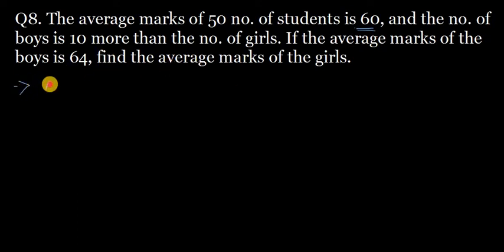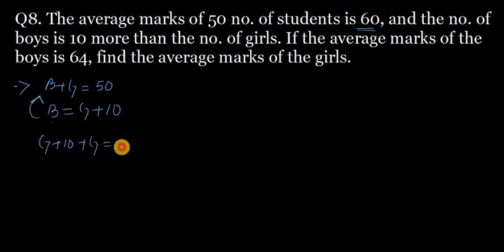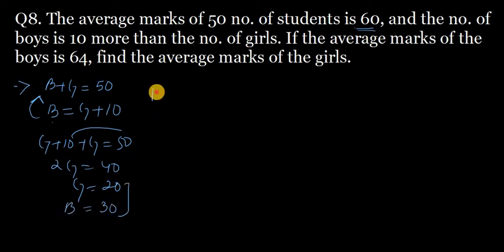The total number of students is 50, and the number of boys is girls plus 10. So girls plus 10 plus girls equals 50, twice of girls equals 40, so girls is 20. Then boys is 30. So the ratio of boys to girls is 3 is to 2.